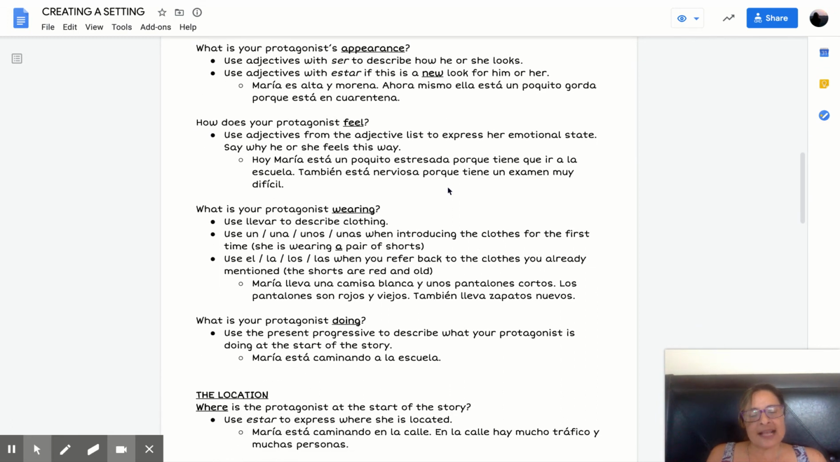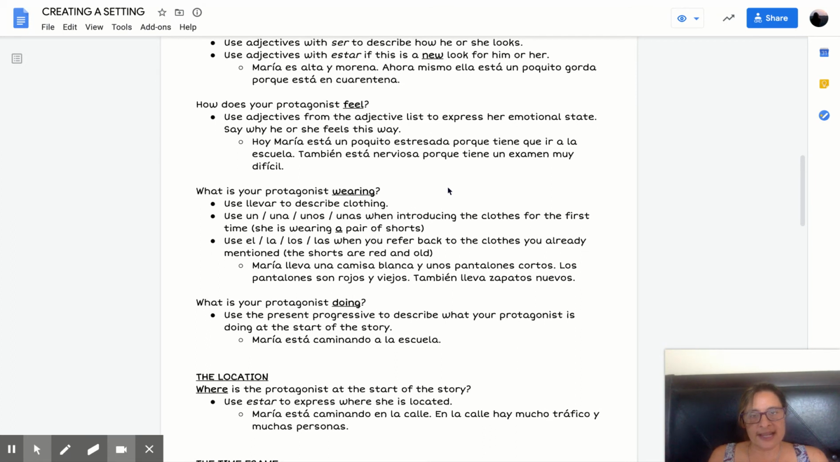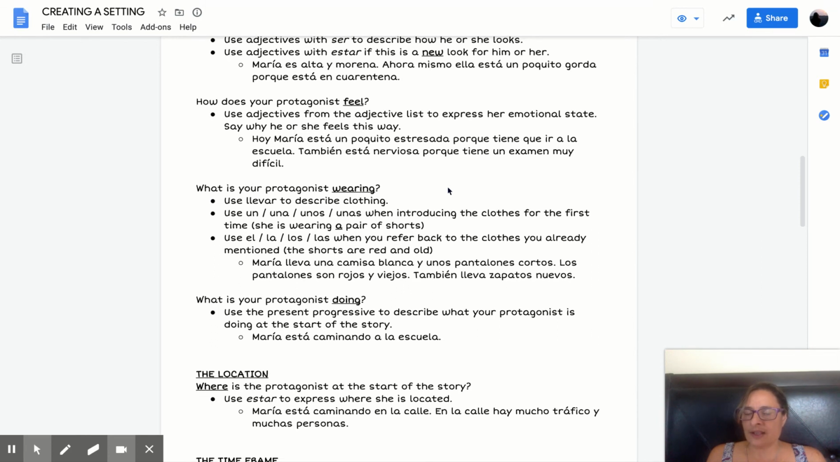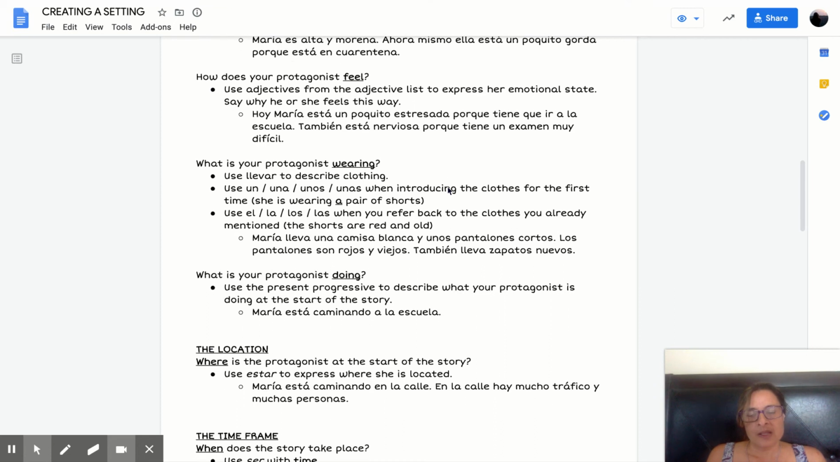The next step is how does your protagonist feel? And I want to know about their emotional state. So remember, if you're describing the emotional state, you're going to be using estar. Even if they always feel this way, you can say they are always stressed. Siempre están estresados. I want to know why they feel the way that they're feeling.